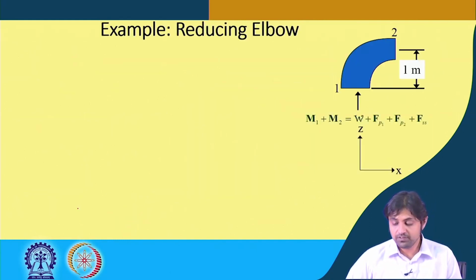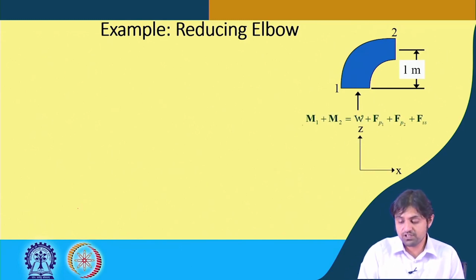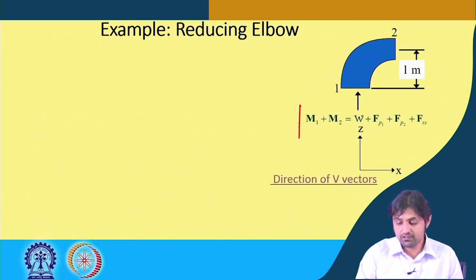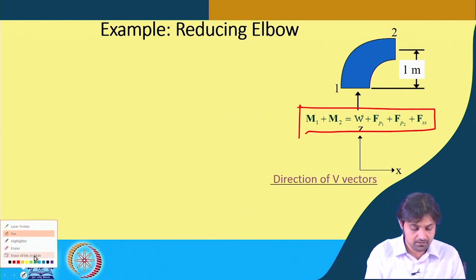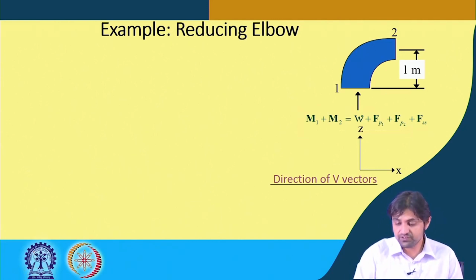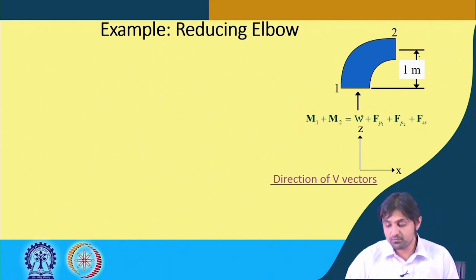An example we are going to see is the reducing elbow using this equation. We have seen this equation already in the last slide. This is section 1, this is section 2. The distance between them is 1 meter.